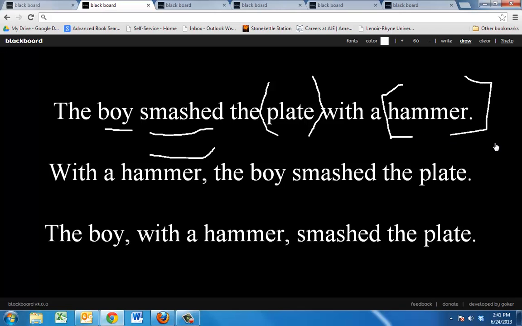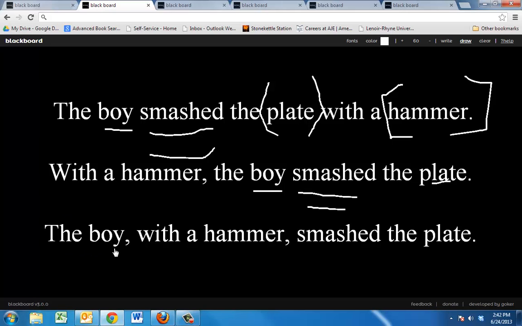One of the things about English as a language is that this can be rearranged quite a bit without really getting in the way of meaning. With a hammer, the boy smashed the plate. Same structure here. The boy is still the subject. Smashed is still the verb. Plate is still the direct object. Hammer is the indirect object. We can rearrange it a little bit more.